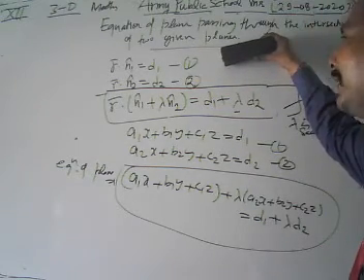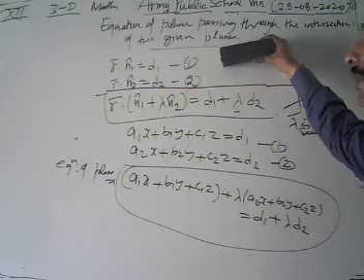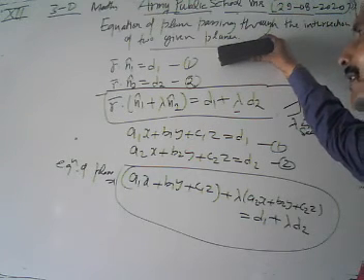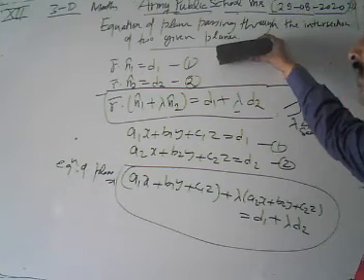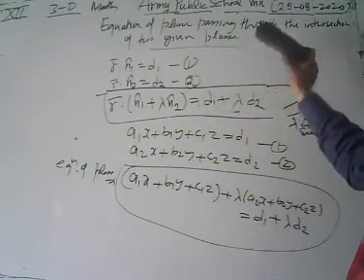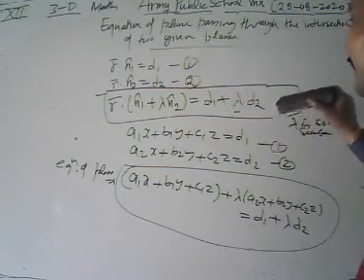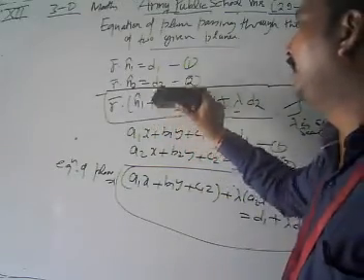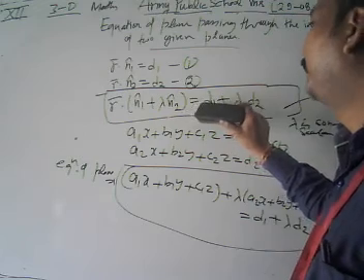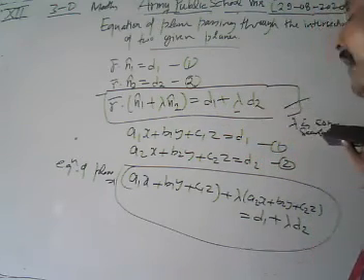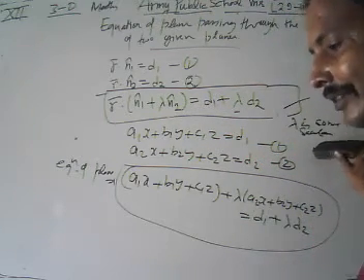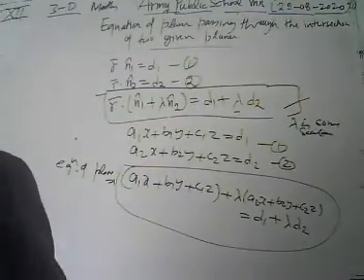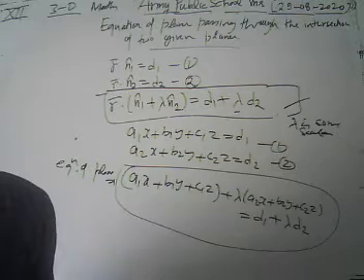Our first plane is r dot n1 cap equal to d1, and our second is r dot n2 cap equal to d2. Then the equation of the plane passing through the intersection of these two given planes in vector form is r dot (n1 cap plus lambda n2 cap) equal to d1 plus lambda d2, where lambda is some scalar. We can find the value of lambda from the conditions given in the problem.